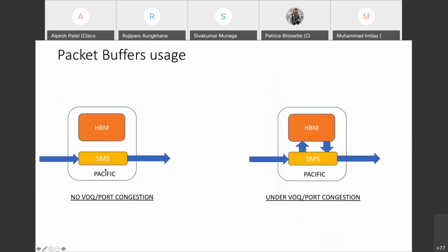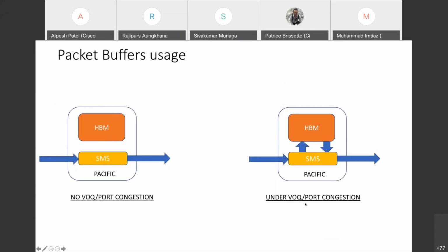So we have the specific ASIC, we have SMS, and then we have HBM. In case we have no congestion, the traffic comes in, the VOQs are in SMS, traffic goes to the VOQ, and whatever actions need to be performed, as we talked about earlier, are performed, and traffic goes out. This is when there is no congestion on a VOQ or on a port.